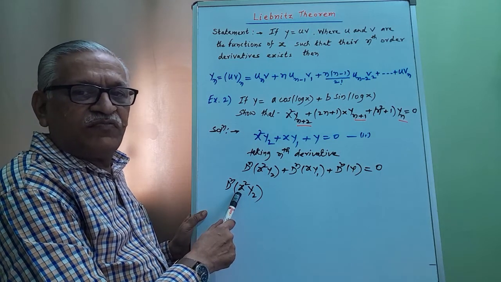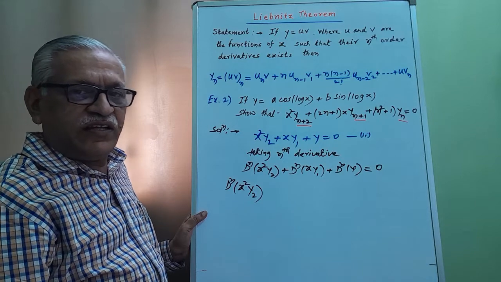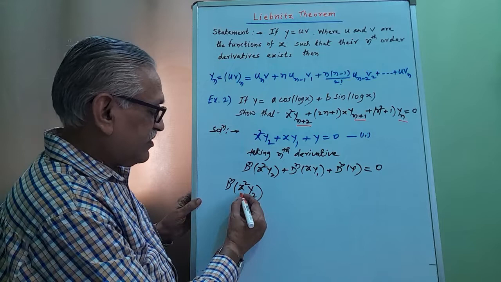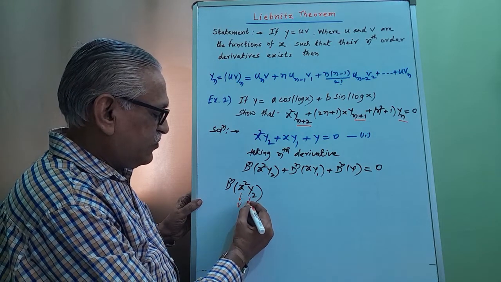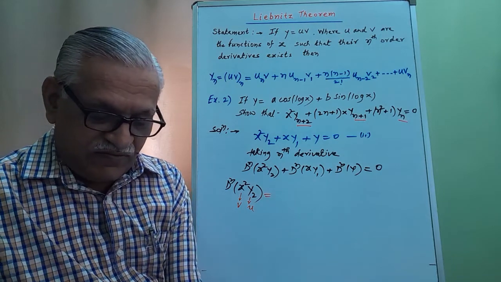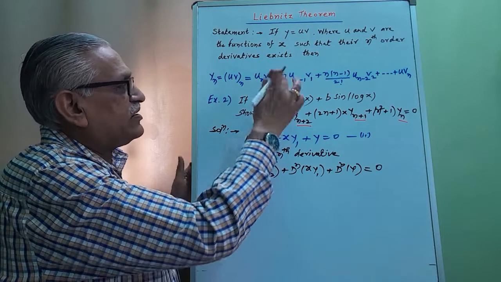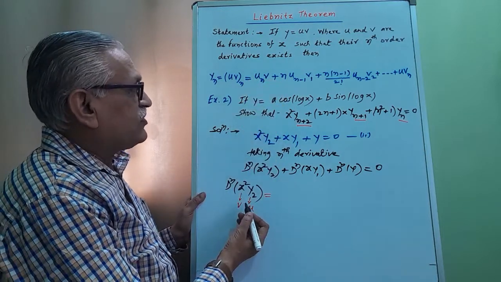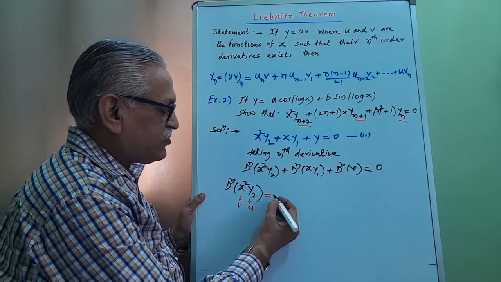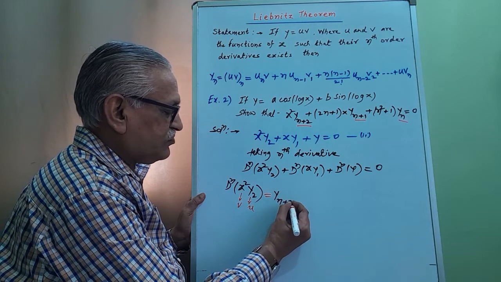x square is a function of x, whose first derivative is 2x, the next is 2, and the next is 0. Therefore, this term I will consider as v, and this one as u. Then, applying the Leibniz theorem, the first term is un, the nth derivative of y2. It is nothing but yn plus 2.